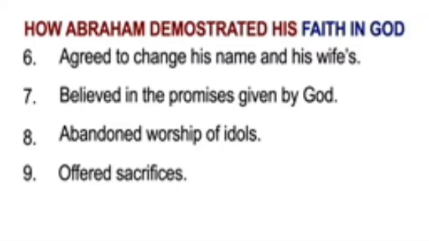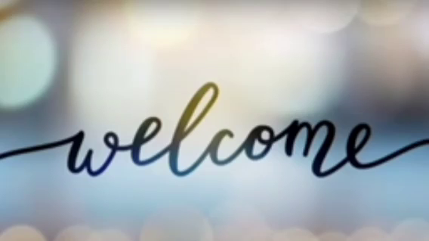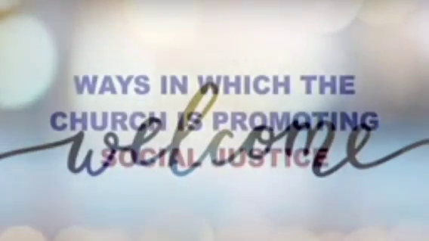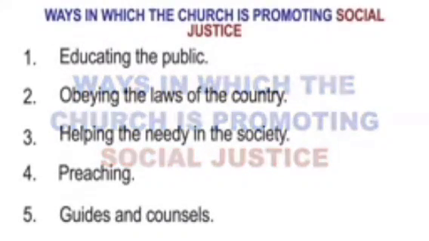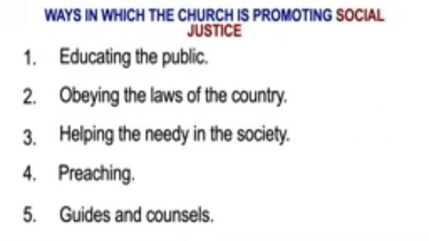And at number 9, he offered animals or birds for sacrifices. So this point will not be counted, it's the same point as point number 2, as I said earlier. He offered sacrifices to God. KCSE paper 1, question 4C, which asked the ways in which the church is promoting social justice in Kenya today. Number 1, by educating the public on social justice. This is the same point as by providing civic education, or you can say by holding seminars or workshops.